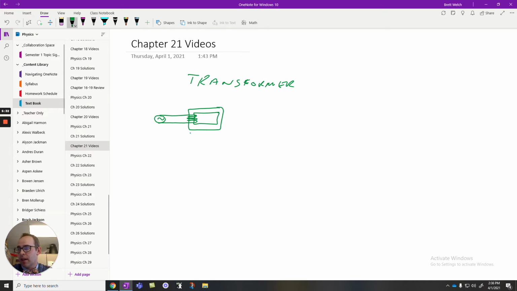Let's say that over here I have 5 turns or 5 loops around this core. As I send the current through the wire, it's going to create a magnetic field in this washer, this core. So let's say the magnetic field starts out pointed this way.